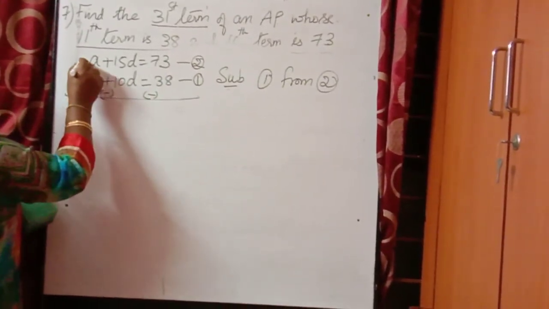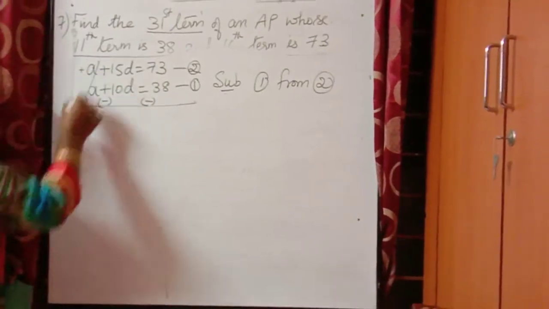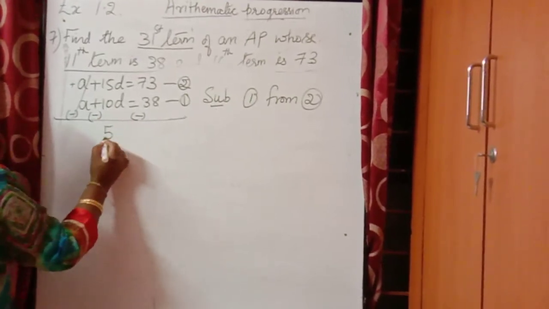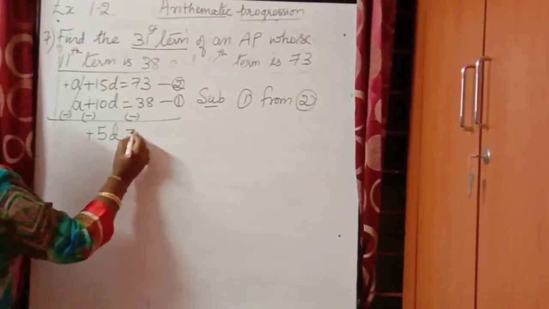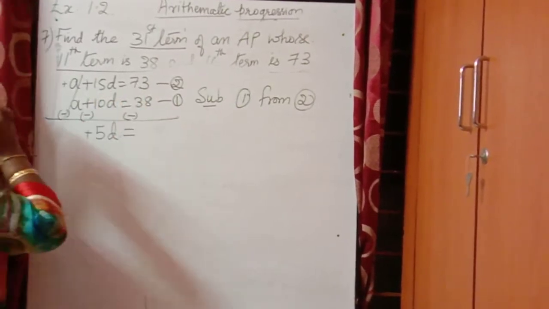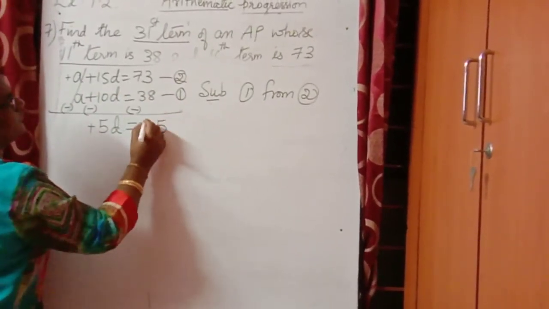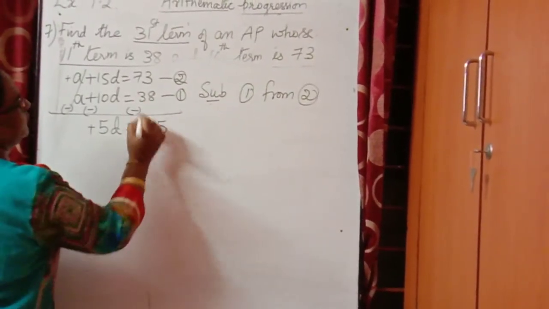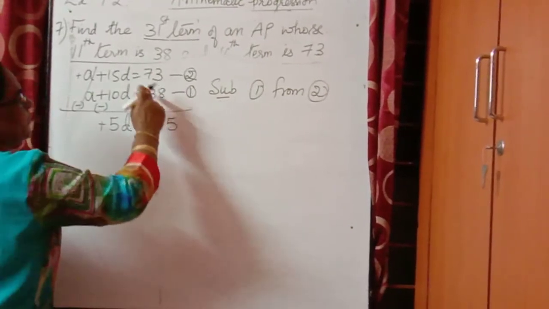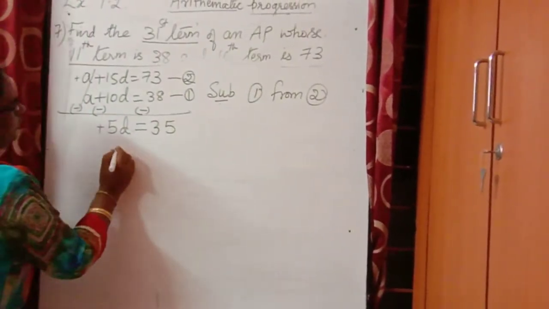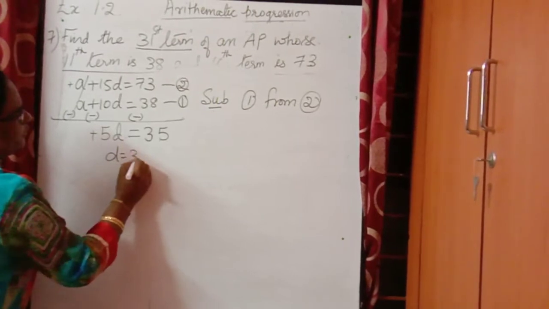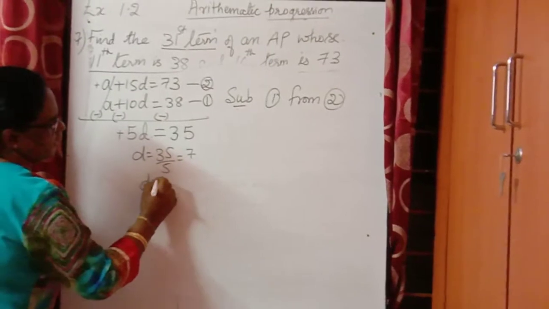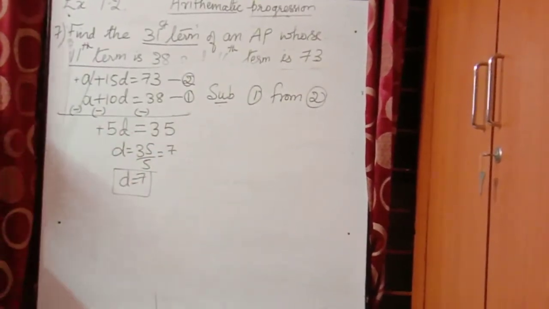Now what happens here, you have plus a, minus a gets cancelled. 15 minus 10 is nothing but 5d. 5d is equal to 73 minus 38. How much? 35. So 5d is equal to 35. D is equal to 35 divided by 5, that is equal to 7. Now we got the value of d. D is equal to 7.